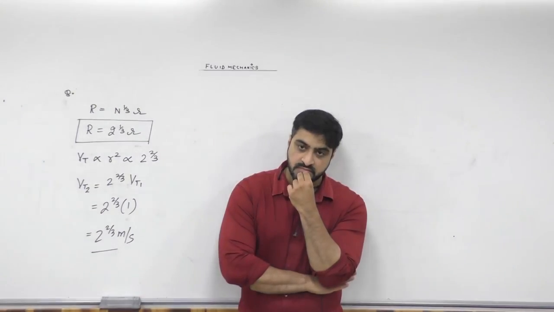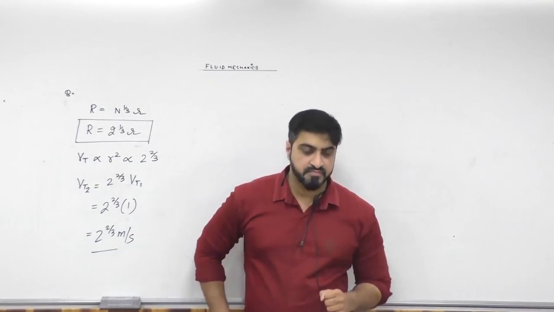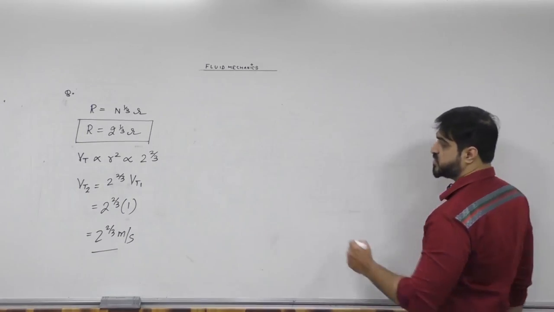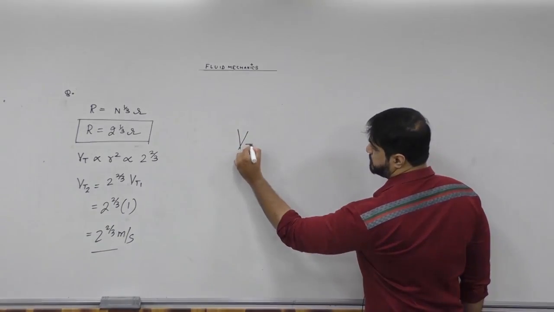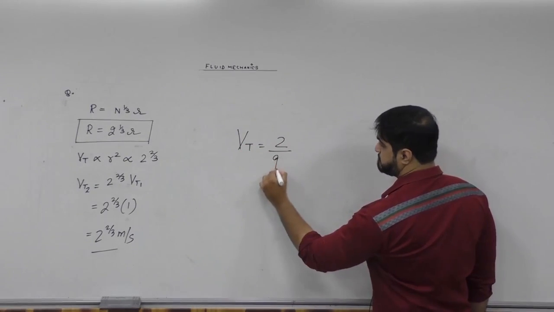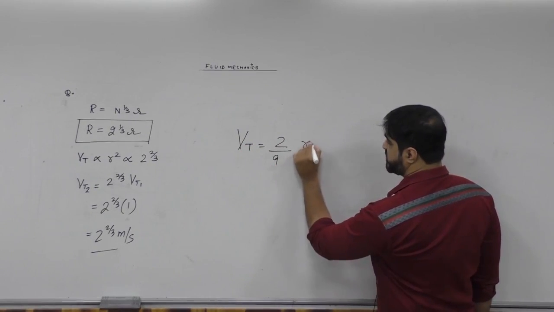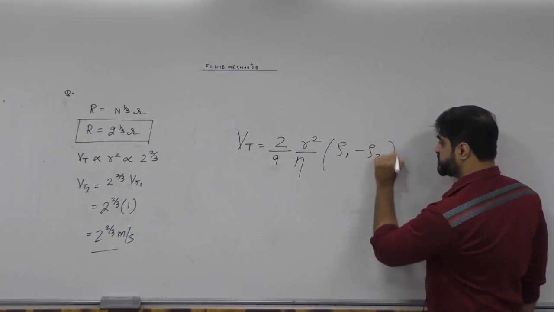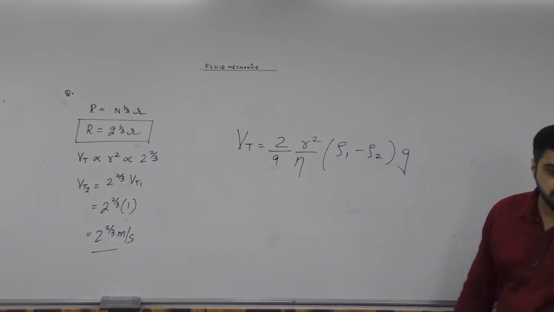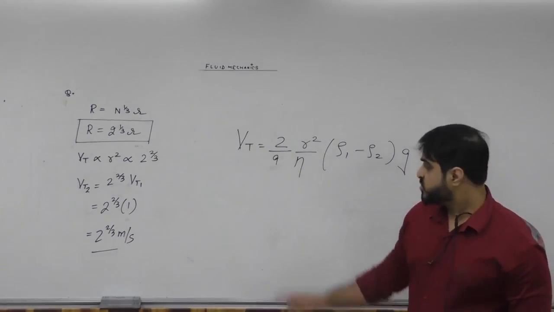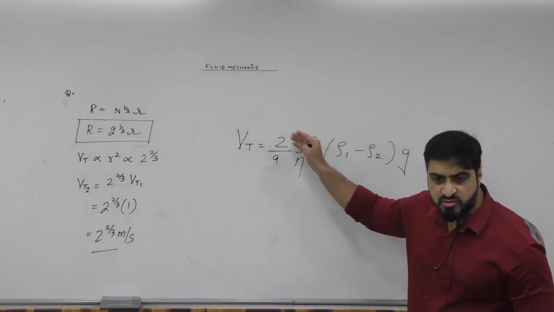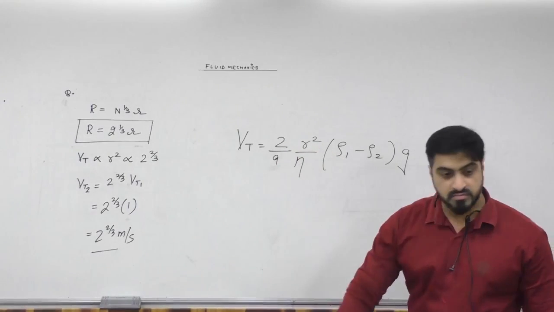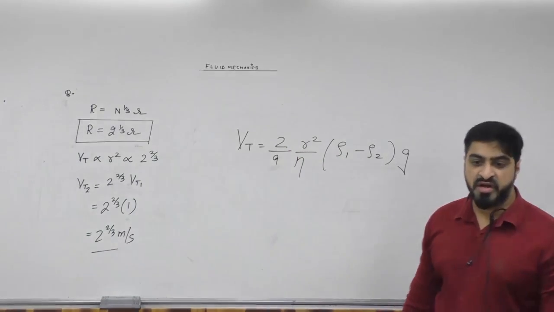ठीक है, ध्यान दीजिए इधर. VT. What is the formula for VT? 2/9 R square by eta into (ρ1 minus ρ2) into G. ये है, ध्यान दीजिए. We only need the values, okay? R square. What is R? 0.4 mm.